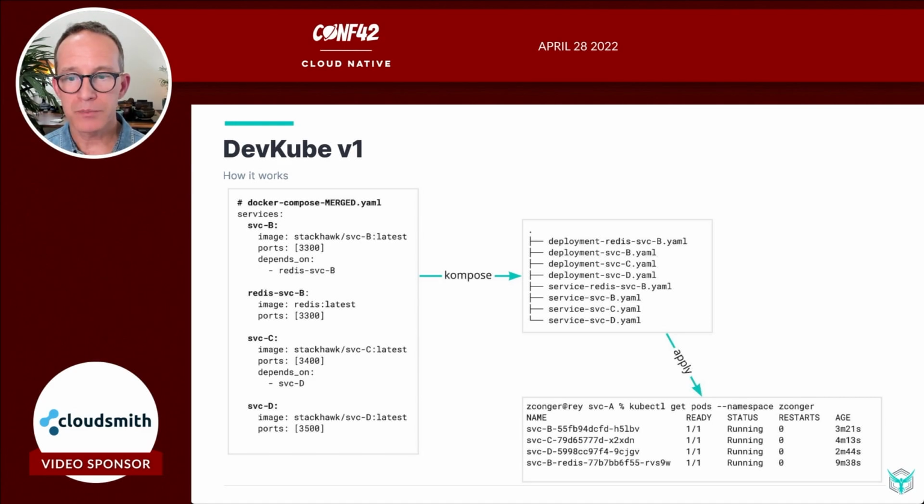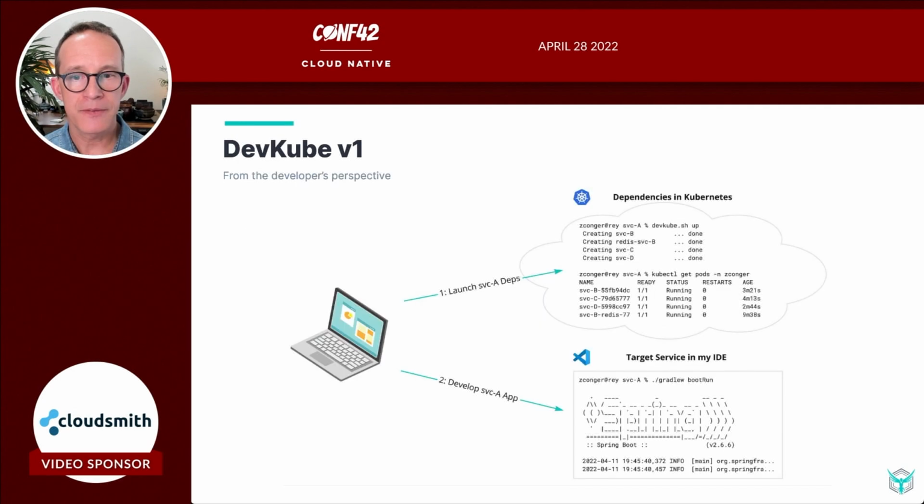So then if you do a kubectl get pods in namespace zconger in my case, you would see all of your dependent services running in Kubernetes. And you can reach them on the localhost address. And so it looks much the same as the previous process. You're on your laptop, you run devkube up, and it creates your services and deployments. And then you can see that your pods are running, and then you run your service A locally, and you can develop it, and it is able to talk to all those services. It was really pretty cool.